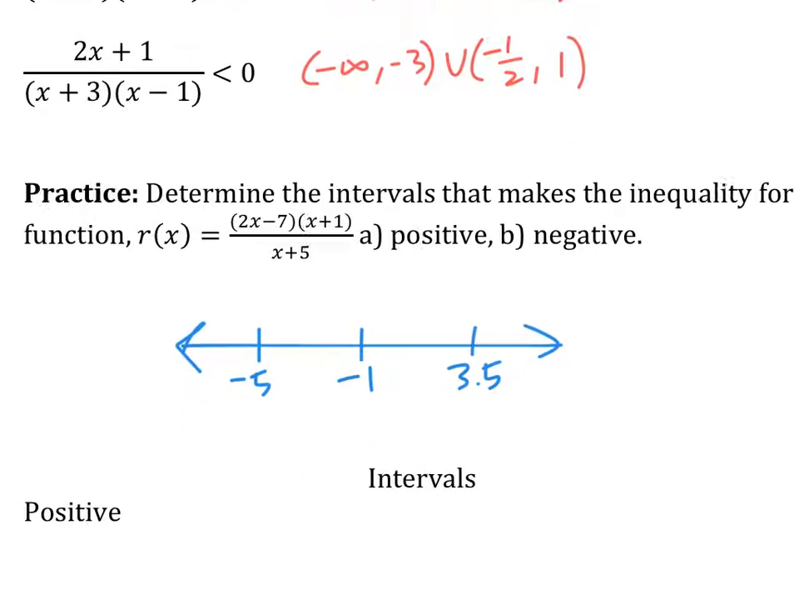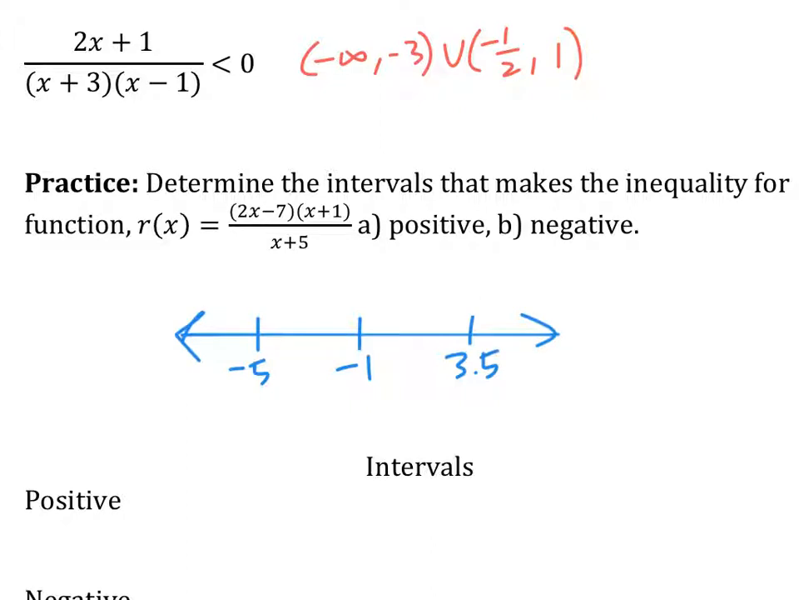Okay. Which ones are zeros and which ones are undefined? 2.5 and -1 are zeros. And -5 is... okay, so I'm gonna put it here, so that tells me that it's undefined.